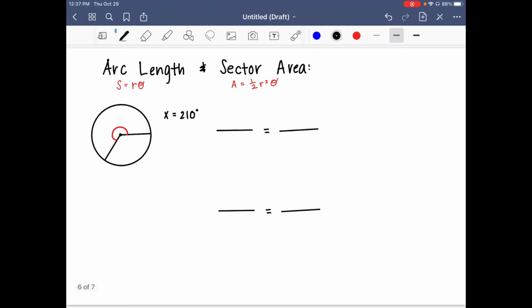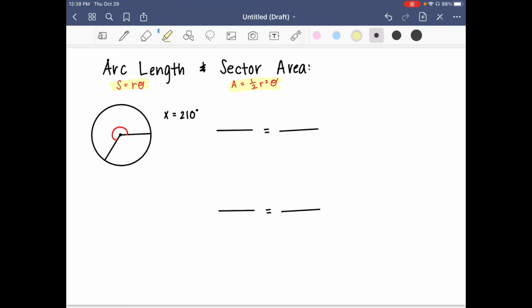Now we're going to talk about arc length and sector area. Okay, the book has some fancy equations. S equals r times theta, and A equals 1/2 r squared times theta. S stands for arc length, r stands for radius, theta is an angle in radians. A is for sector area, equals 1/2 radius r squared times theta, which again is our angle in radians.